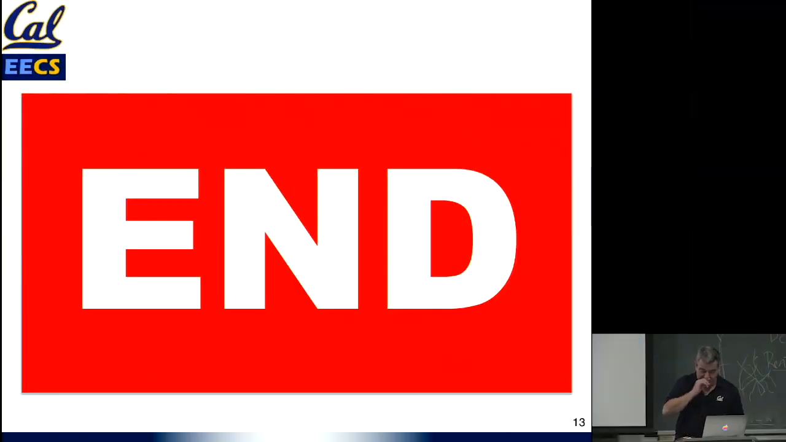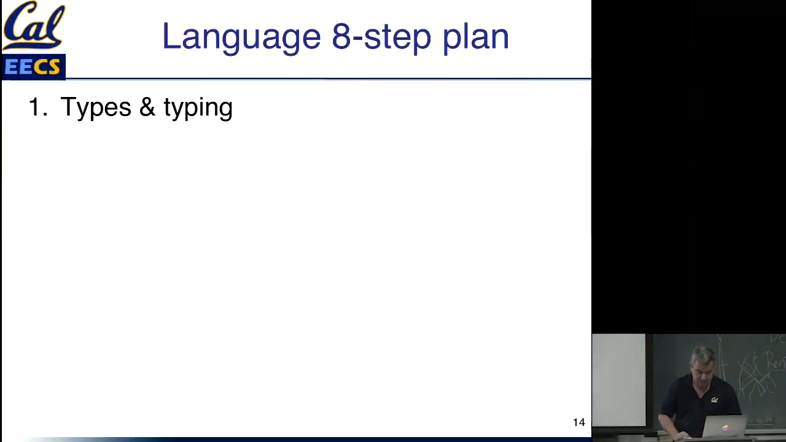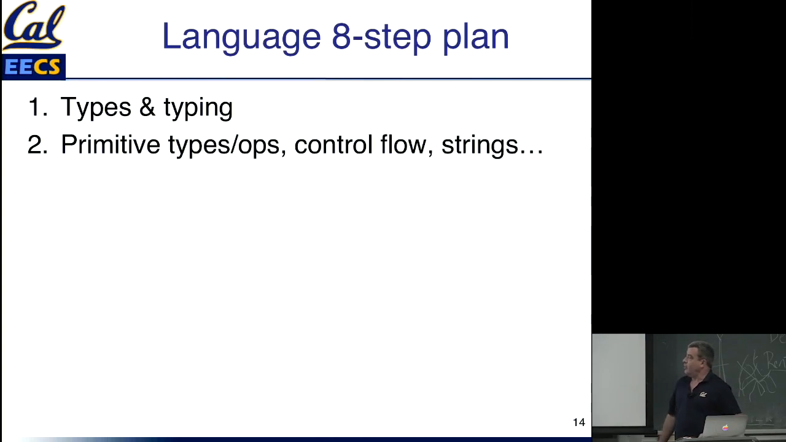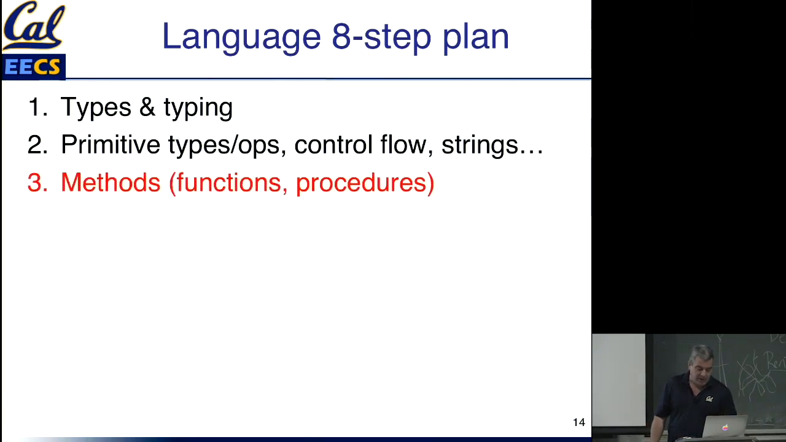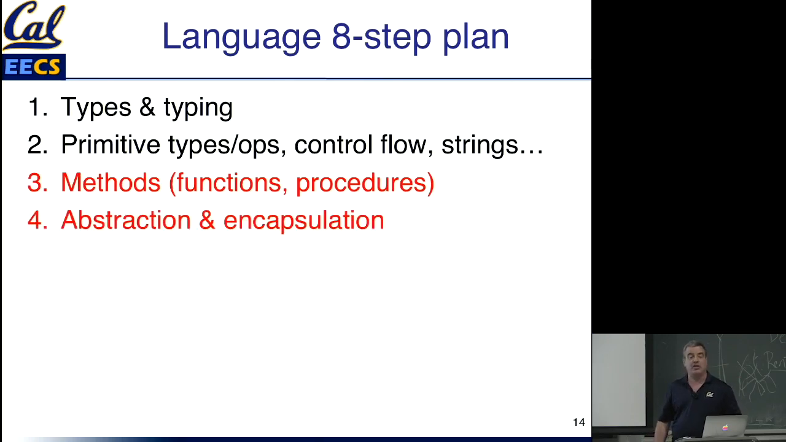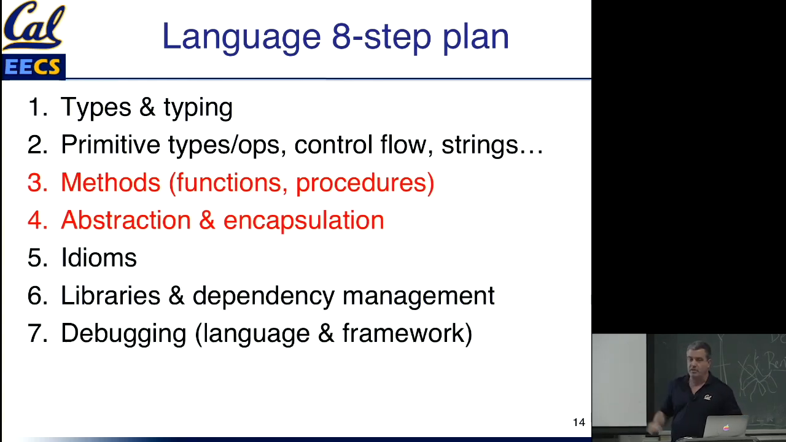So back to our 8-step plan. We introduced types and typing and how they work. The primitive types and operations, control flow, you've seen, there's if-then, same as in any other language, nothing special there. But let's talk about functions and procedures, and let's talk about abstraction and encapsulation. For a couple of reasons, with JavaScript, we sort of have to talk about them together. And then we'll move on to these other topics.